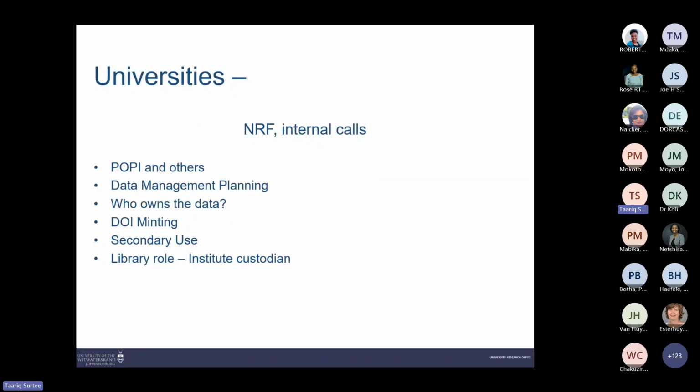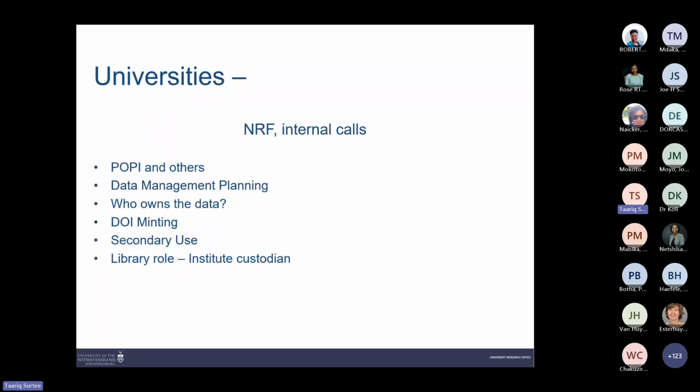The NRF, through DIRISA, offers a data management plan template, which is quite comprehensive. If you're working within the institution, you can draw on, and the questions will come later, the expertise of the research offices, libraries, and IT on how to answer some of these questions. In other cases, for internal calls, your institute may have its own data management plan.